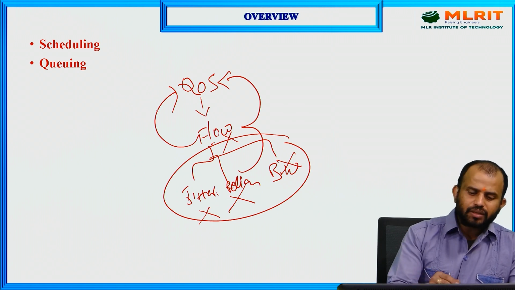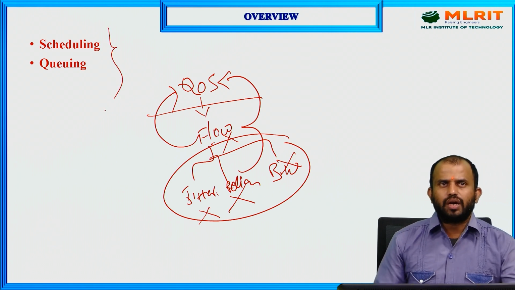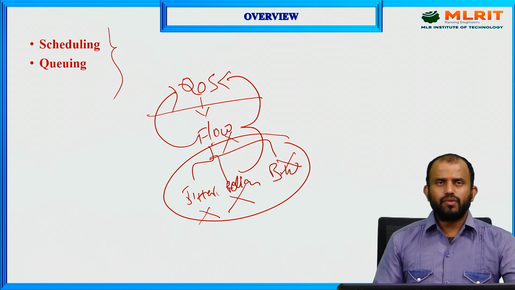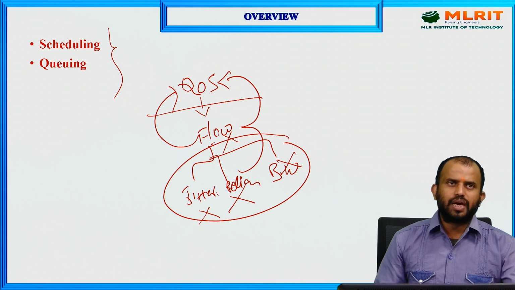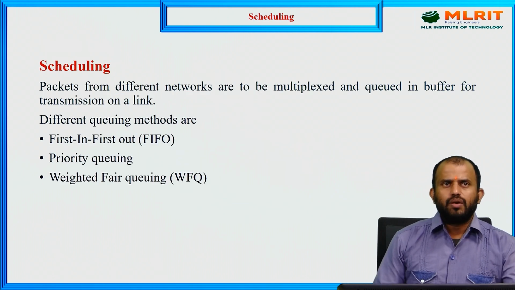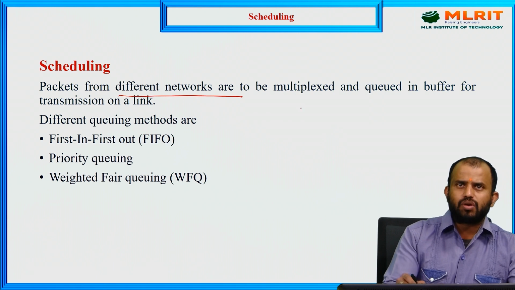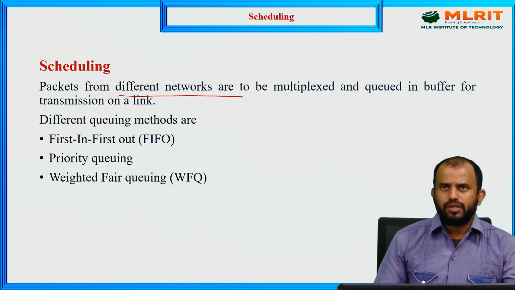So to maintain the quality of service, we follow what we call a scheduling and queuing mechanism. So what is the scheduling mechanism? If any packet information is transmitted from different networks, it will be multiplexed or queued. So that should be in the form of a buffer state for transmission on a link.